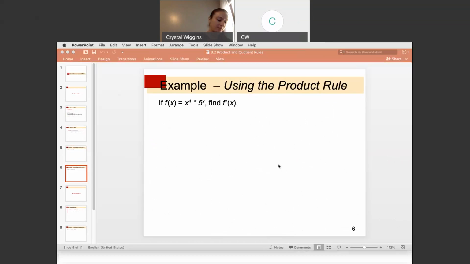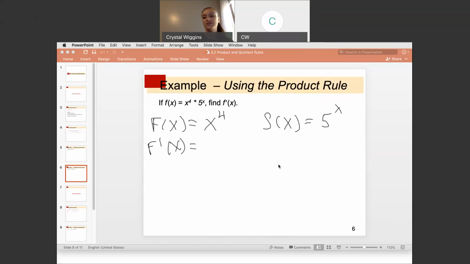So again, I'm going to identify my first function, which is x to the 4th power, and my second function as 5 raised to the x power. I'm going to find their individual derivatives. So this x to the 4th power requires the power rule, so I'm going to bring that 4 down in front, come back up and subtract 1 on the exponent. This function over here is exponential, and it's going to be ln of 5 times 5 to the x power.